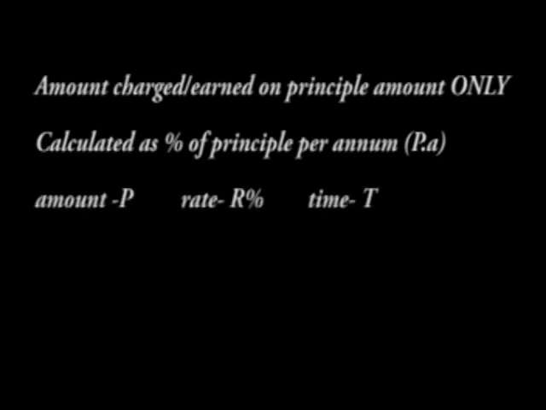If an amount P is borrowed at an interest rate of R% per annum for a time of T, then interest I is given by I is P times R times T over 100.